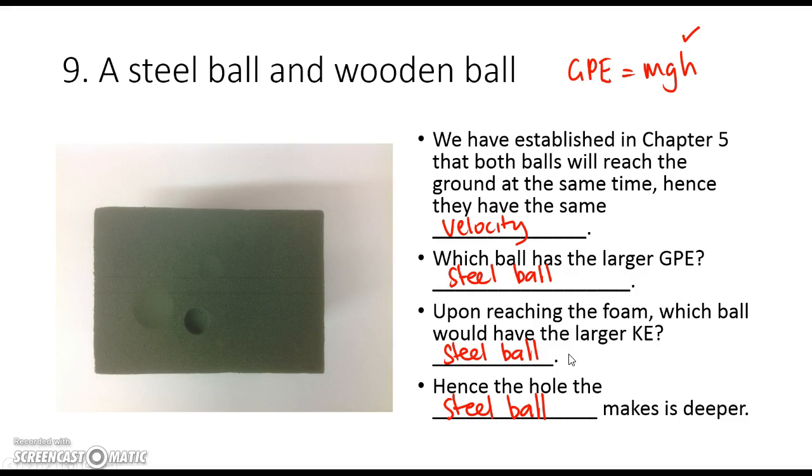Since the steel ball has more kinetic energy, it has more energy to give the foam. And what does the foam do with the extra kinetic energy that the steel ball has given it? Of course, the foam uses that energy to make a hole. So here's the story. The steel ball, when it hits the foam, gives its kinetic energy to the foam, and the foam uses that extra kinetic energy to make the hole. Since the steel ball has more kinetic energy upon hitting the foam than the wooden ball, the hole that the steel ball makes is deeper.